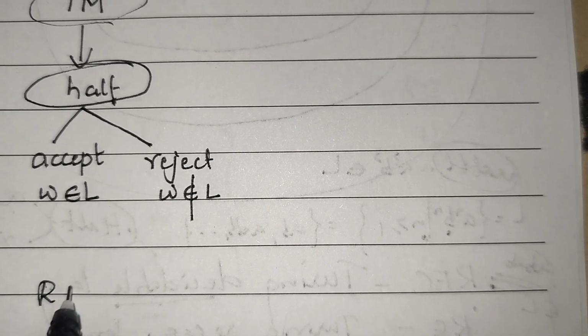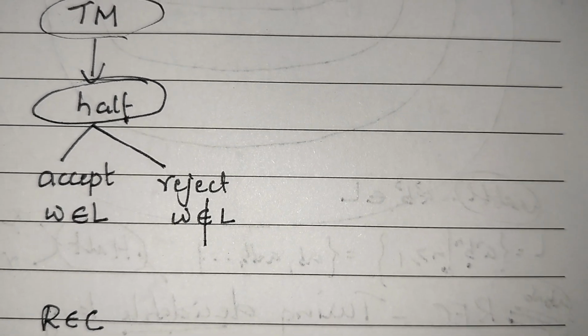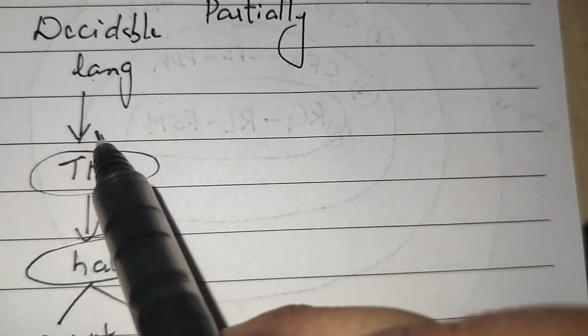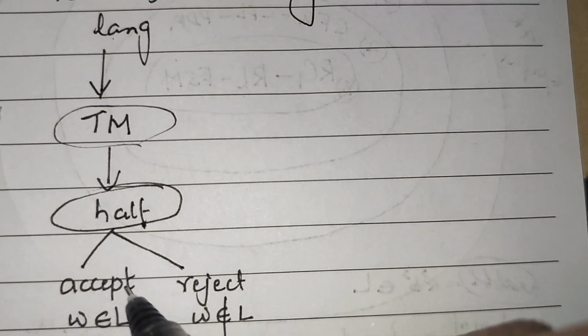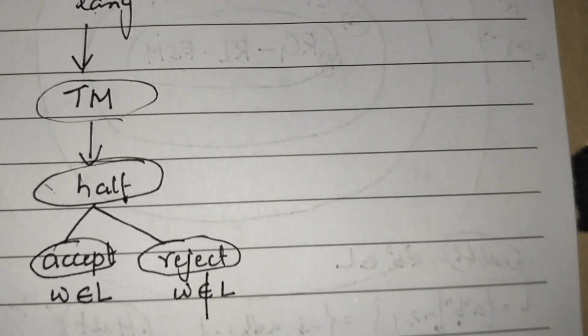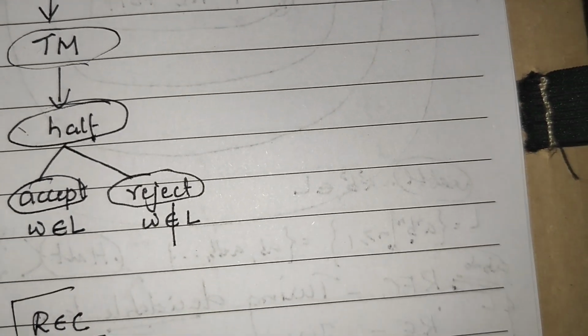So recursive languages are decidable languages, which we already discussed. Decidable languages mean there exists a Turing machine which will halt for every input. If the input belongs to the language, it will accept the input. If the input doesn't belong to the language, it will reject the input. Such languages are known as recursive languages.